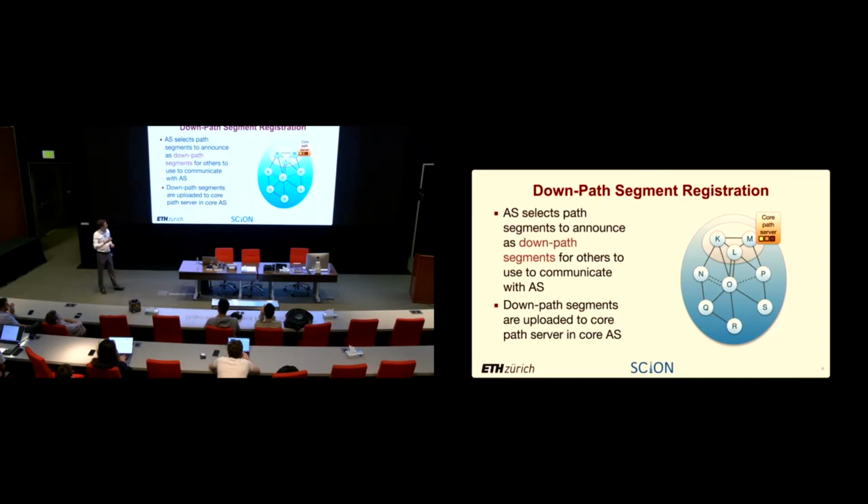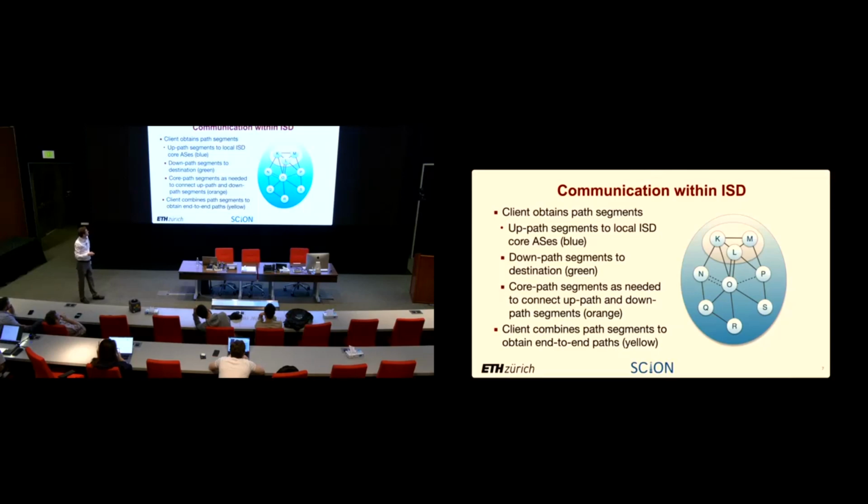So if another entity wants to communicate with S, they look up this information at this core path server and can then fetch these path segments that this destination has registered. You see the routing information is pull-based, so it's not redisseminated globally. It's really fetched when needed through this path server infrastructure.